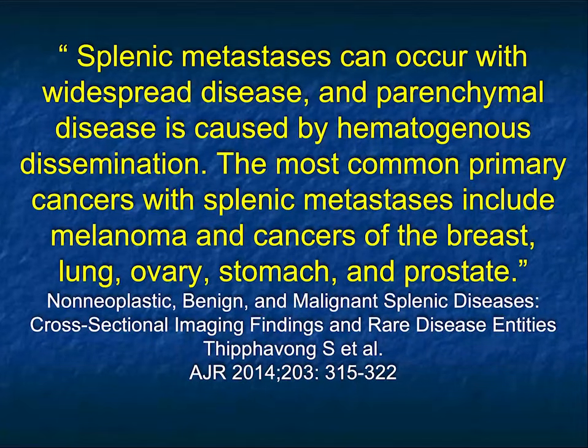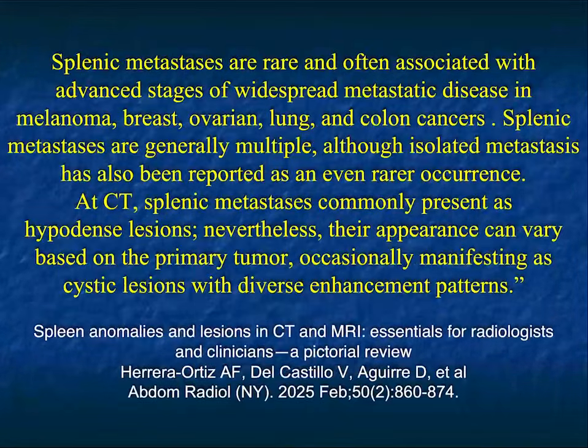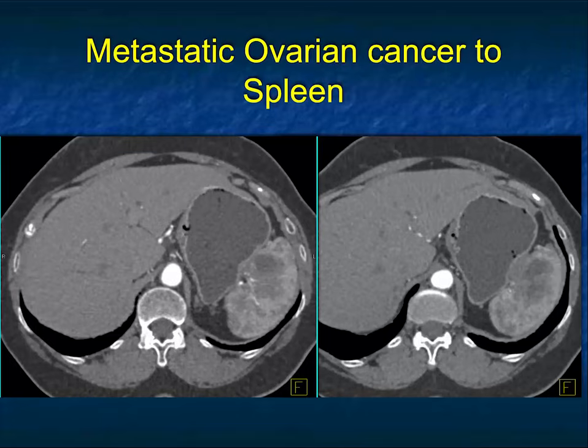Splenic metastasis can occur with widespread disease and parenchymal diseases caused by hematogenous dissemination. And again, most common primary tumors include melanoma, breast, lung, ovary, stomach, and prostate. And we've mentioned that before. And melanoma is one that I see most commonly, giving large metastasis and multiple metastasis. Again, at CT, splenic mets present as hypodense lesions typically, unless the primary is renal cell, then it's typically vascular. Their appearance can vary based on the primary tumor, but typically they're hypodense and fairly well defined.